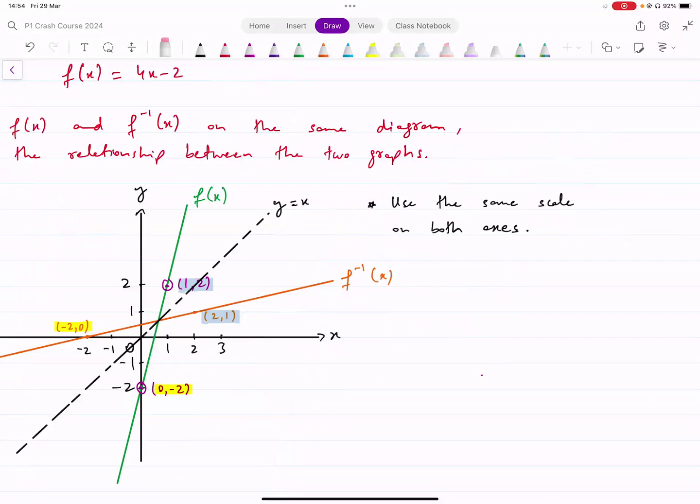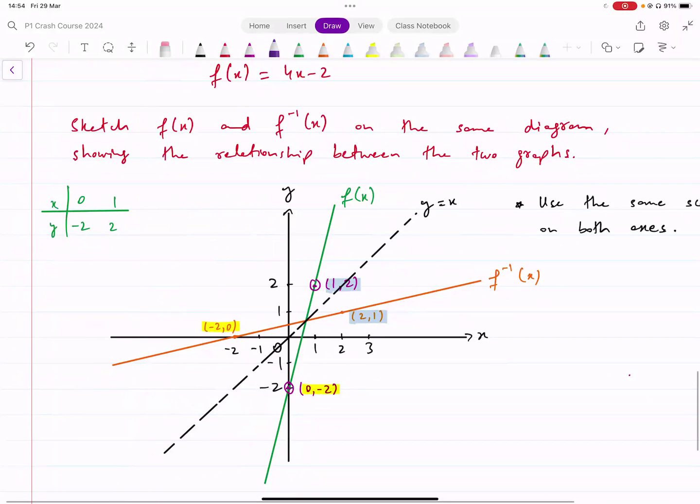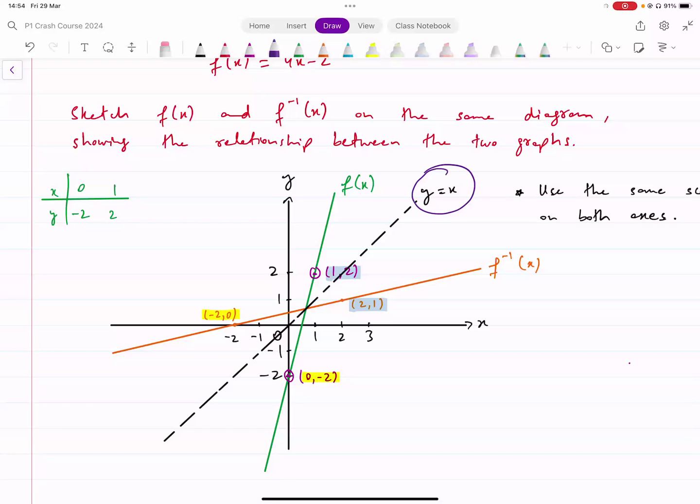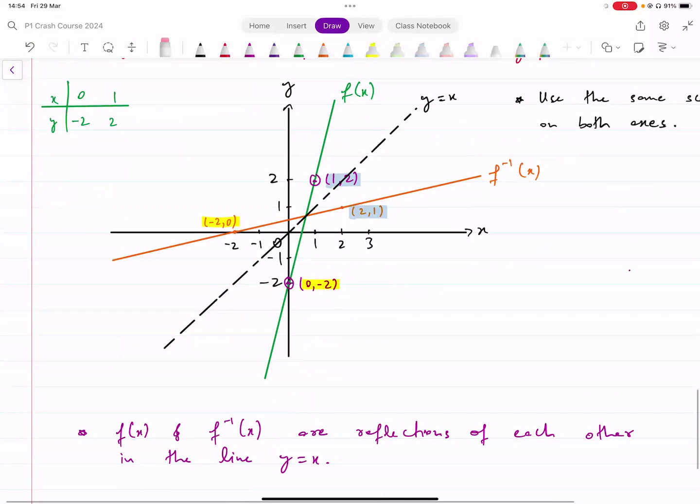Whatever represents one unit on the horizontal axis should be the same on the vertical axis. When you draw these graphs, they are always reflections of each other in y equals x. So a graph of f of x and f inverse of x are always reflections of each other in the line y equals x. You will always draw this line y equals x when sketching graphs of inverse functions, because that shows you that they are reflections in this particular line.